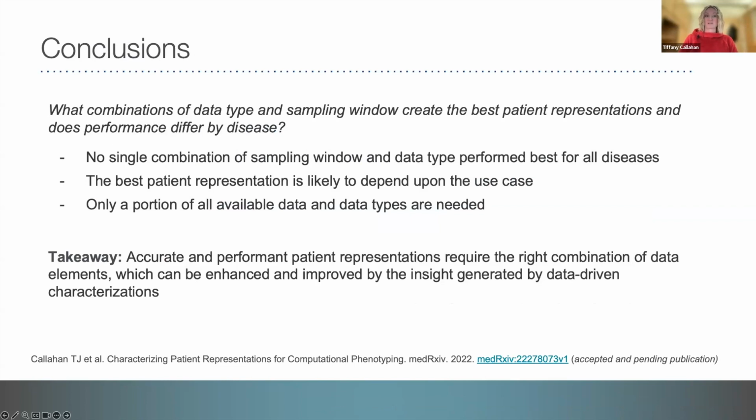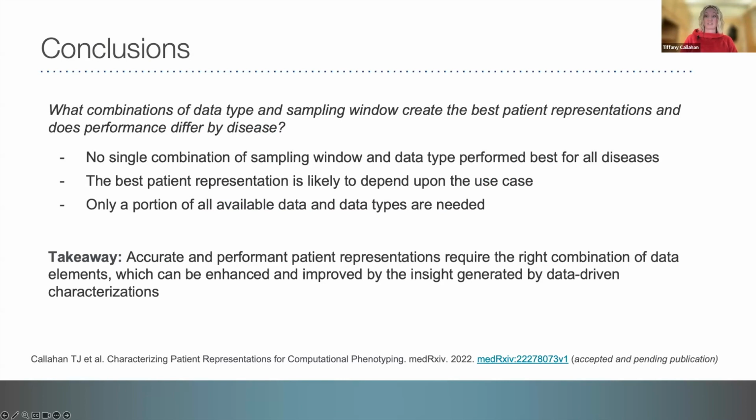So wrapping up this first study, what did we learn and what did we demonstrate? We learned that there is no single best combination of sampling window or data type that performs equally well for all diseases. The best patient representation then is likely to depend on the use case and the disease that you're looking at. And only a portion of all available data and data types might be needed, so these traditional definitions, which have very specific sets of diagnosis codes, might not actually be the best way to find your patients of interest.